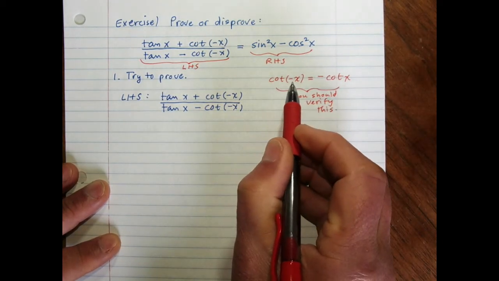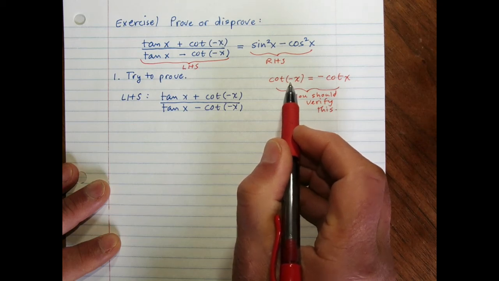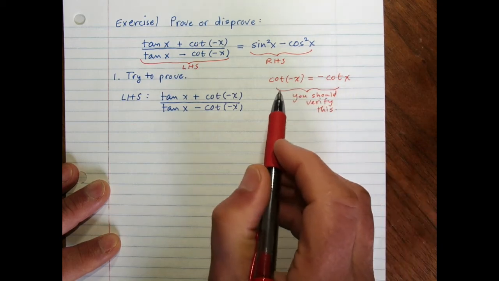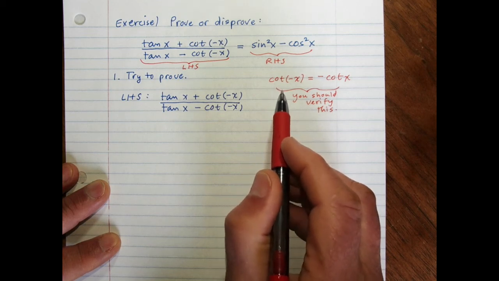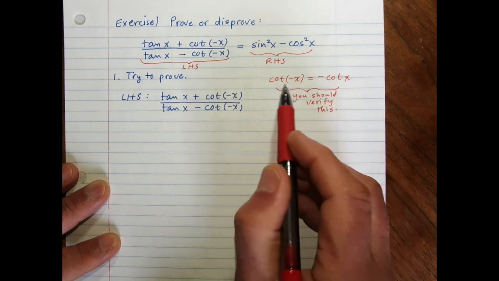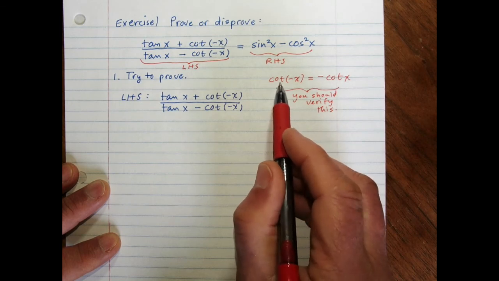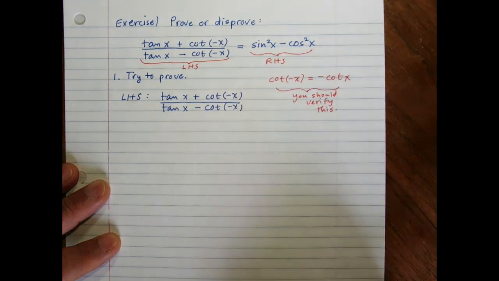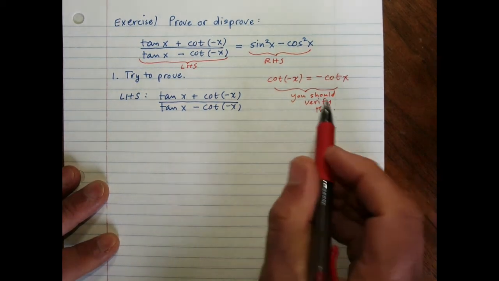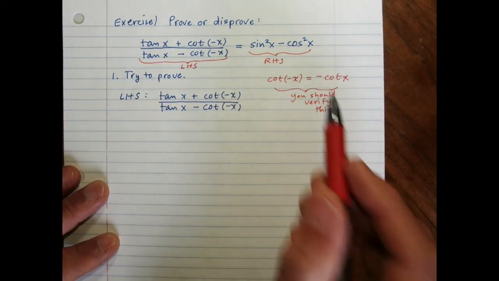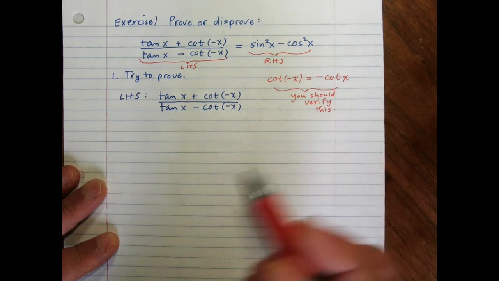Sometimes the minus sign goes away, like with cosine. Sometimes the minus sign pops out. If we think of cotangent as cosine over sine, it's easy to verify. It's not too hard to verify that cotangent minus x is minus cotangent x. So cotangent has the odd function property similar to sine.